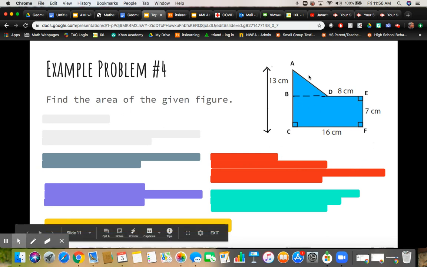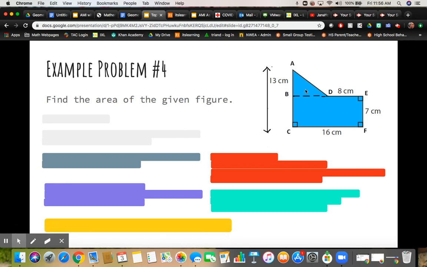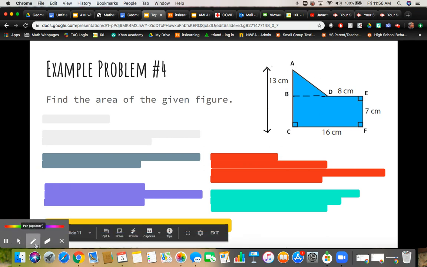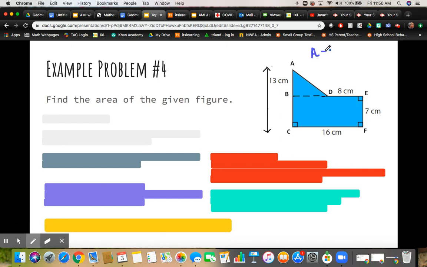So again, there's a triangle and a rectangle, but let's look at this triangle. On a triangle, we know that the area formula is area is equal to base times height divided by 2. Well, let's see if I actually have that information. So it looks like I don't have my height and I don't have my base.